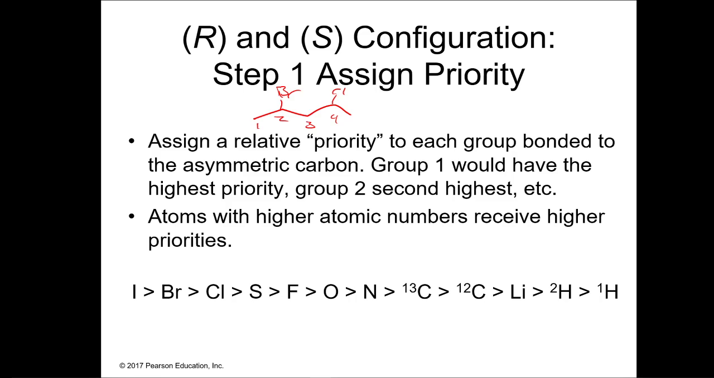Okay, so highest priority goes to higher atomic numbers. So it goes iodine, bromine, chlorine, sulfur, fluorine, oxygen, then nitrogen, then carbon-13, carbon-12. You're probably not going to see this. Lithium, hydrogen. So in general, you just assign priority in terms of atomic weight. That's the easiest way to do it.